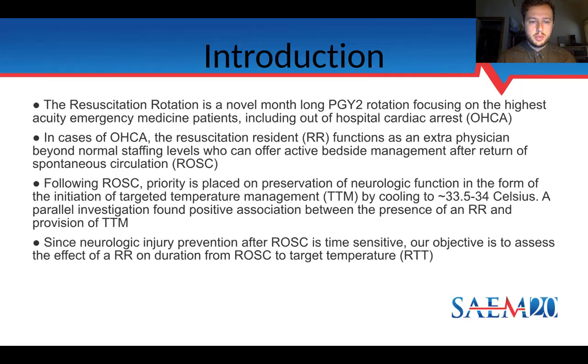So following ROSC, priority is placed on the preservation of neurologic function, and that's done in the form of initiation of targeted temperature management. This is done by cooling a patient to 33.5 or 34 degrees Celsius at our institution, and a parallel investigation by our research team has found a positive association between the presence of an RR and the provision of TTM. And since neurologic injury prevention after ROSC is time sensitive, our objective with the study was to assess the effect of an RR on the duration from ROSC to target temperature, or RTT.